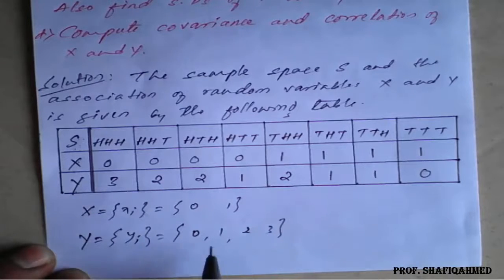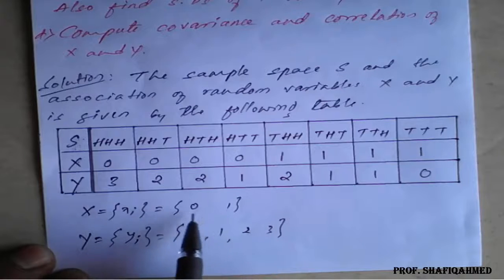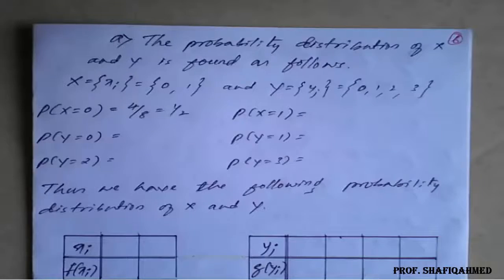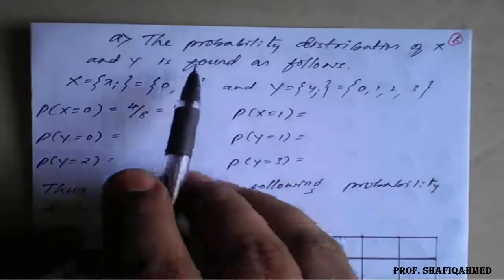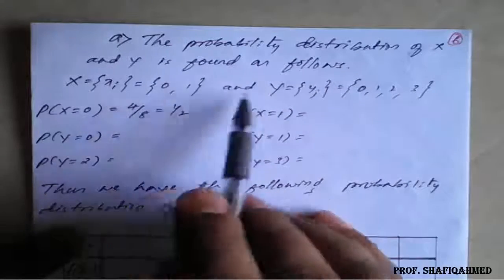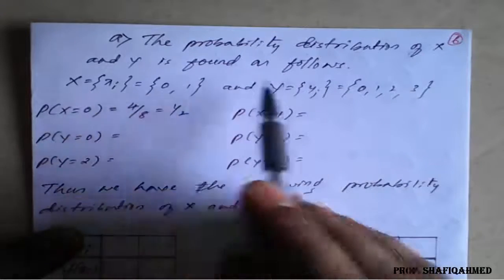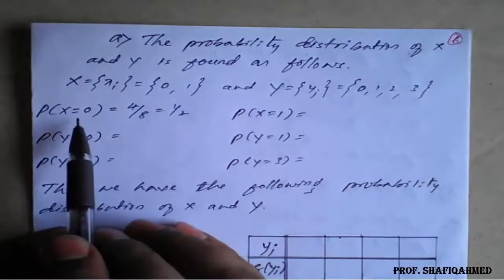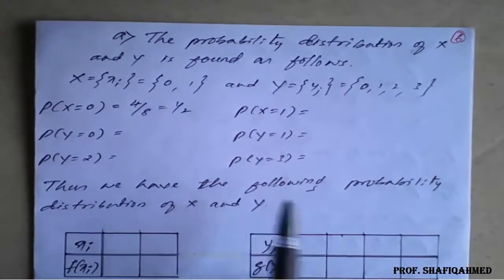So I can say that y takes the value 0, 1, 2, 3 and x takes 0, 1. So you can see that in the table we write this one as the probability distribution of x and y form. So I have taken once again the x value 0, 1 and y value 0, 1, 2, 3. Now I need to check the results, so for this I will use the table.